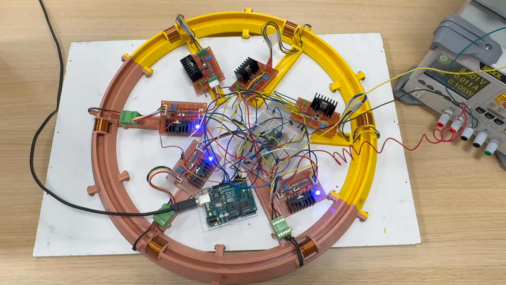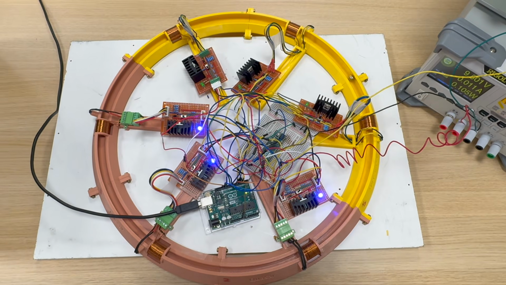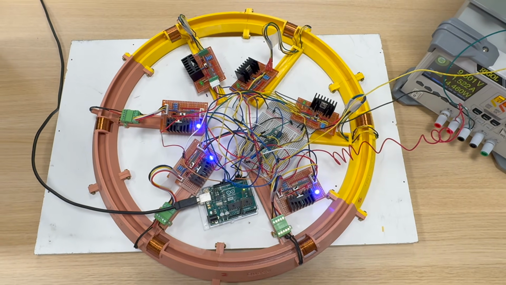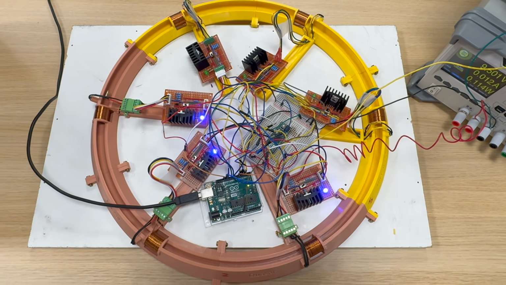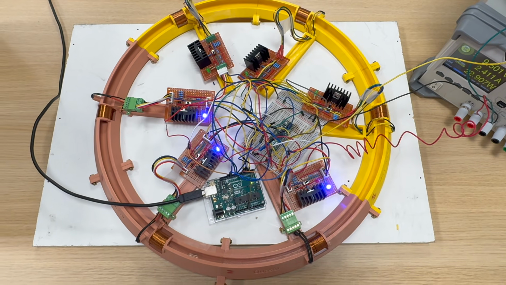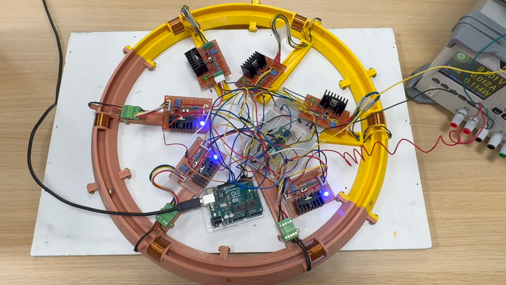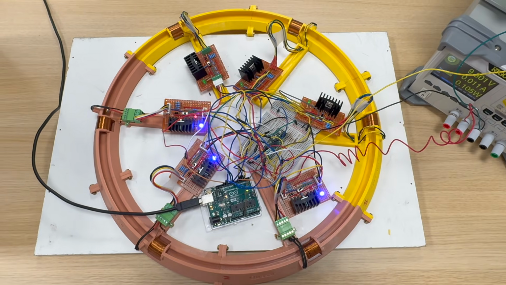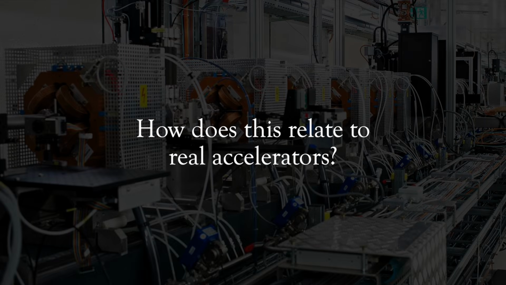In practice, several effects oppose the motion. The ball loses energy due to friction with the track and air resistance. Its motion is also affected by small misalignments, spinning, and wiggling, which can change how efficiently the magnetic force accelerates it. So, how does this relate to real particle accelerators?